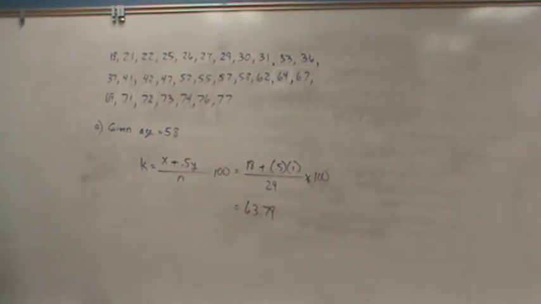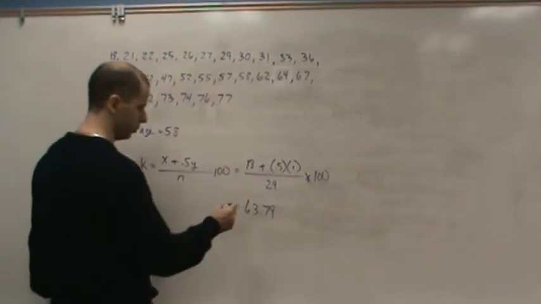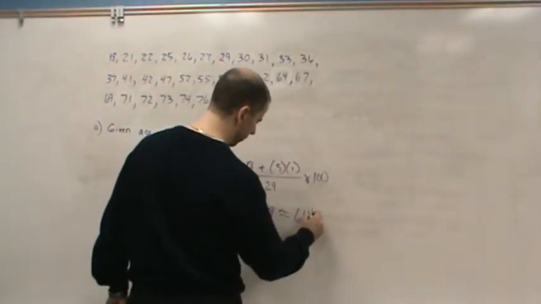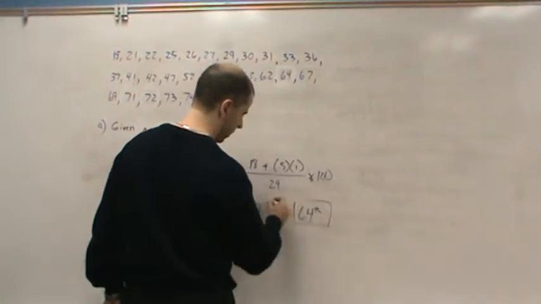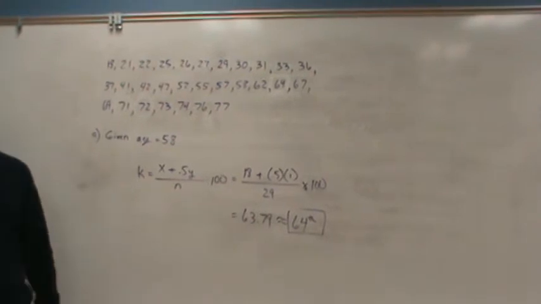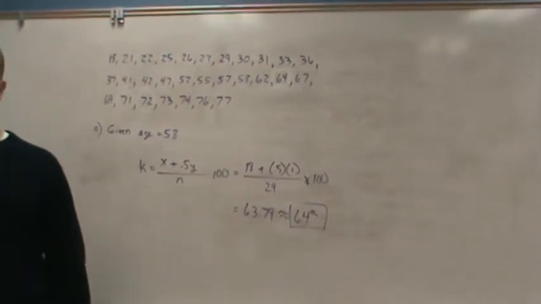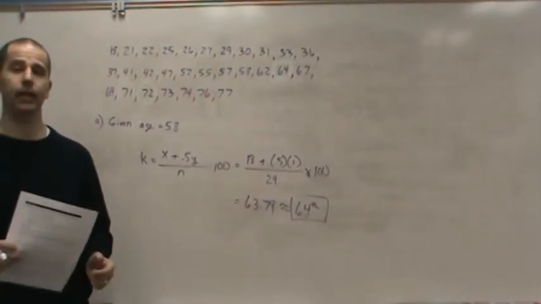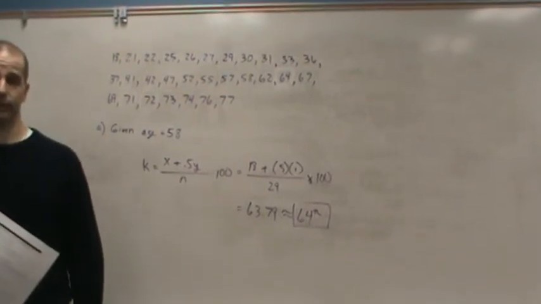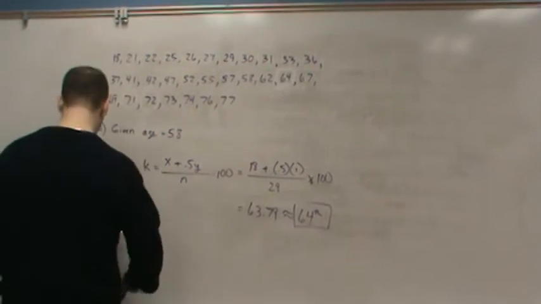Okay, we're going to round up to the next whole number. So this would be equal to the 64th percentile. So what percentile does the age 58 represent in this population, in this sample? It represents the 64th percentile. Okay. Let's do another one.